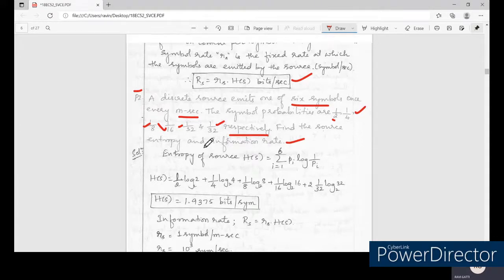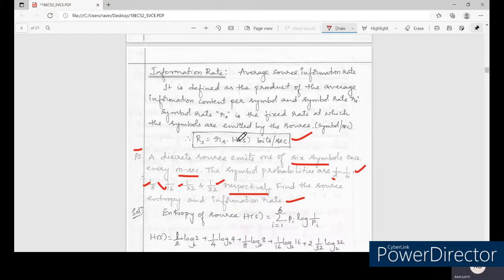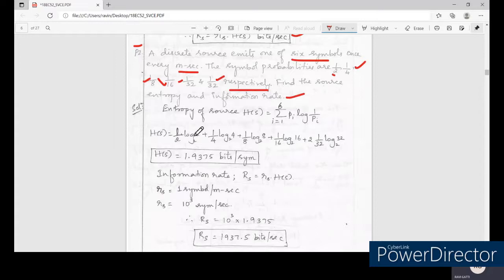We know that the entropy of the given source is H(S) = summation i = 1 to q. In the given problem, there are 6 symbols, so the i values run from 1 to 6, p_i log(1/p_i) bits per symbol. And the information rate is R_s = r_s into H(S) bits per second. Since they said the symbol time is m seconds, we can treat small r_s from that. So let us first calculate the entropy of the source.